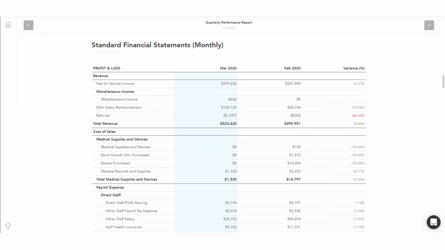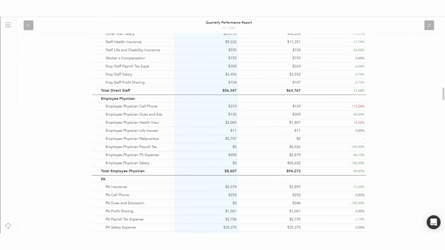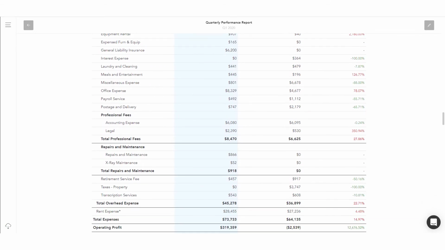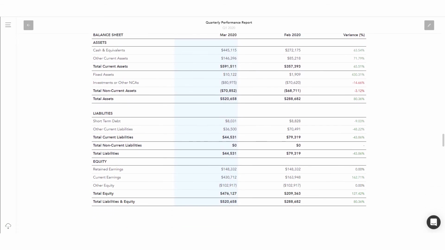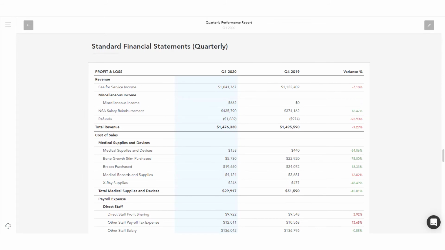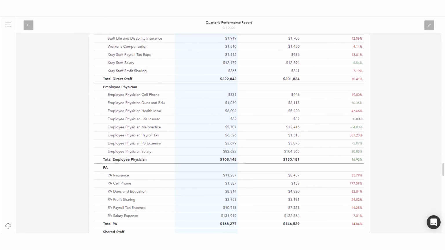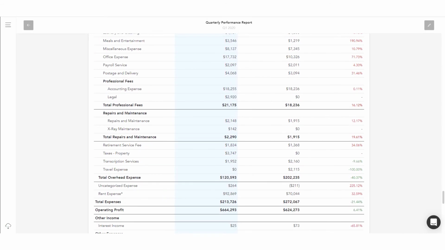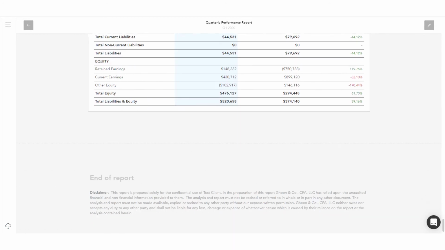Lastly, you can include standard financial statements, and I would recommend doing so. You can see here a comparative P&L and balance sheet by month and by quarter, both of which present different but equally useful, depending on the circumstances, levels of detail.